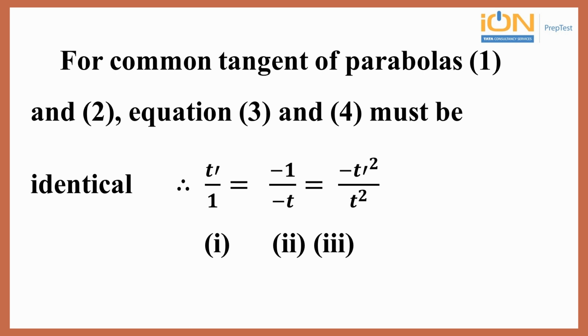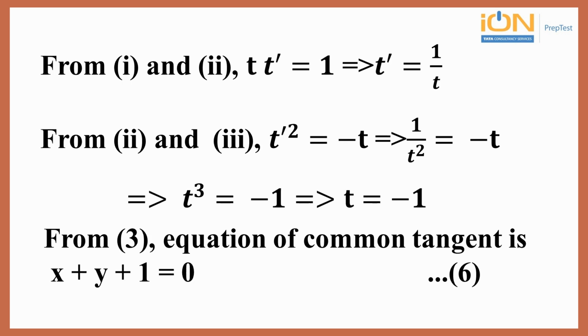So t'/1 should be equal to minus 1 by minus t, and that is equal to minus of t'^2 by t^2. And from there we get tt' is equal to 1 and t' is equal to 1 by t. And finally, substituting that in the next equation, we get t'^2 is equal to minus t, and that is 1 by t^2 is equal to minus t. That gives us t^3 to be equal to minus 1. Therefore, t is equal to minus 1, and we will get back the same equation that we got.